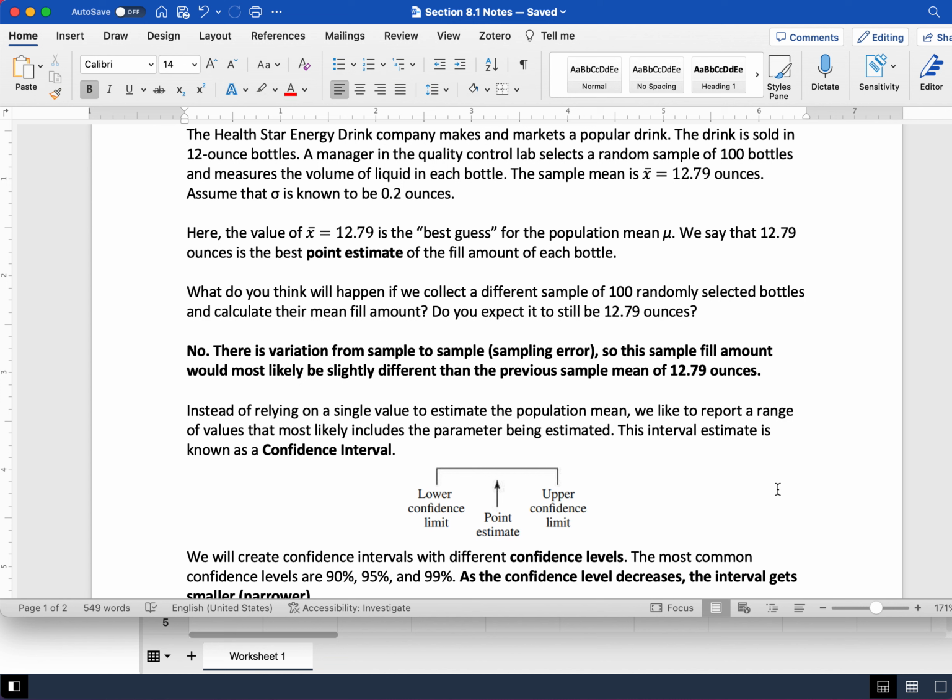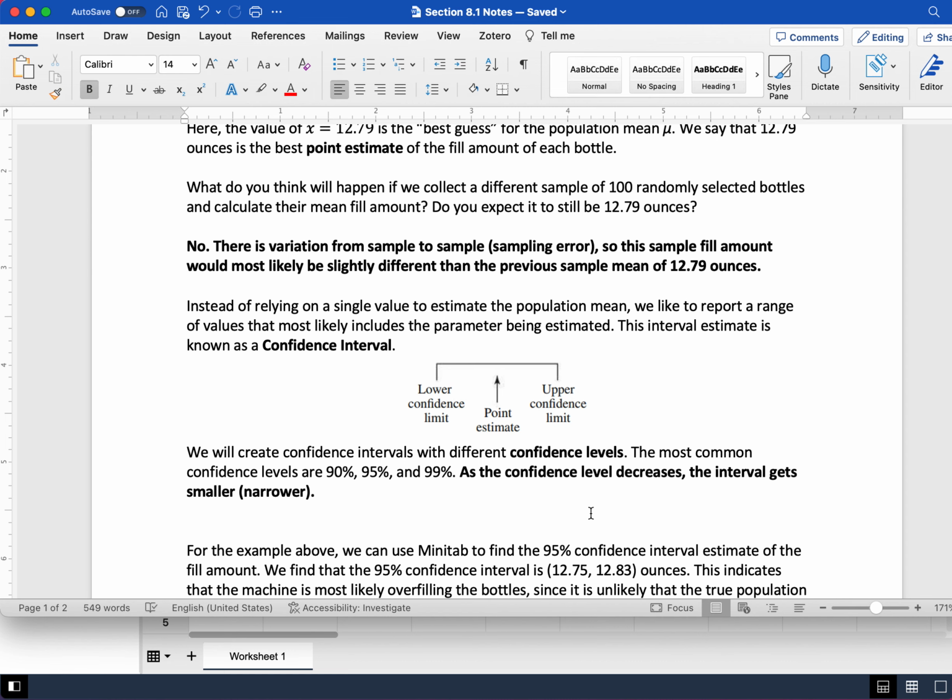So instead of relying on a single value to estimate the population mean, we might like to report a range of values that most likely includes the population mean, or whatever parameter we're estimating. This is known as a confidence interval. So you can see in this image the point estimate is in the exact middle of the interval. And then we have a lower limit and an upper limit. When we create confidence intervals, we have a confidence level. The most common ones used are 90%, 95%, and 99%, with 95% probably being the most common out of those.